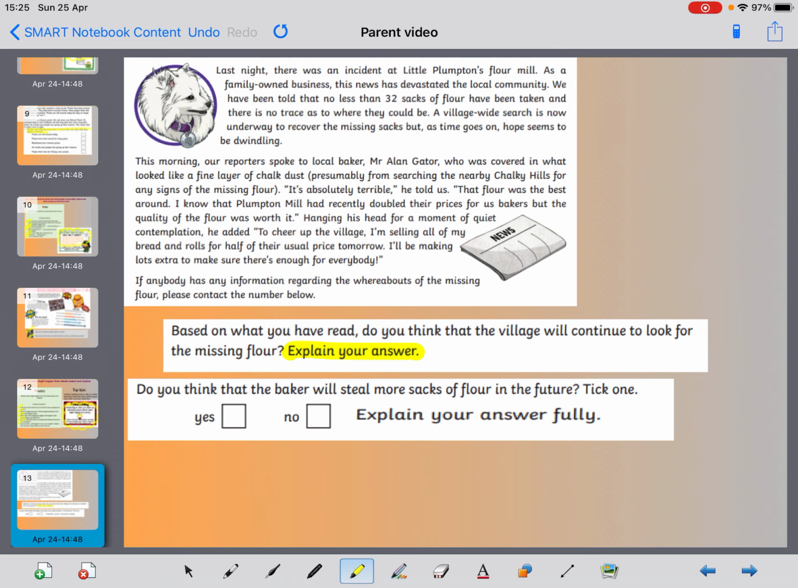Another type of question, do you think that the baker will steal more sacks of flour in the future? Tick 1, explain your answer fully. So again, they cannot just get the mark for ticking the answer. They must explain. So yes, they may tick yes and say, I think that the baker will steal more sacks of flour because in the text it says, and they would use supporting evidence from the text.